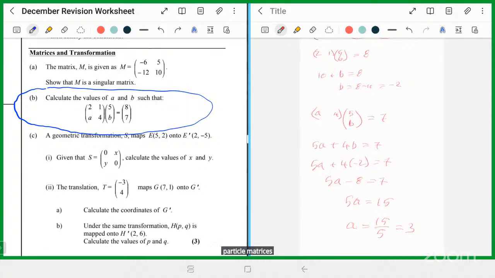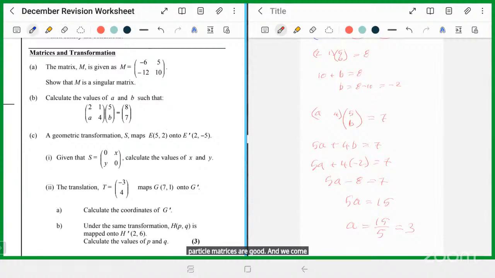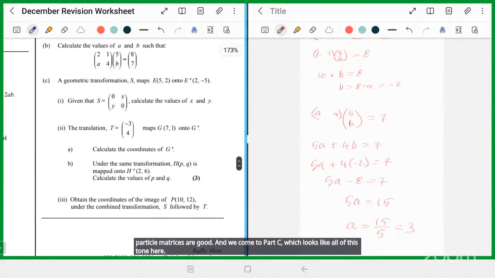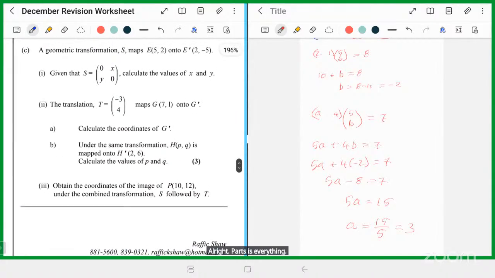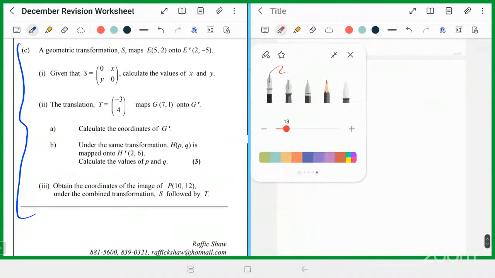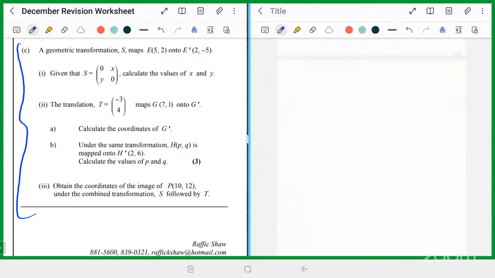Alright, good. Then we come to part C, which looks like all of this down here. Let me see. Alright, part C is everything down here. Alright, let's look at it. Alright, it says a geometric transformation S maps this point onto this point. And S is this matrix. I want to calculate X. It's a similar thing, you know.